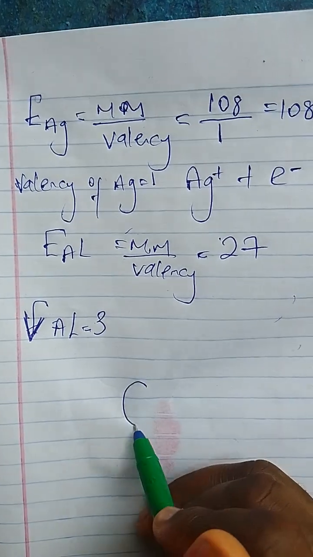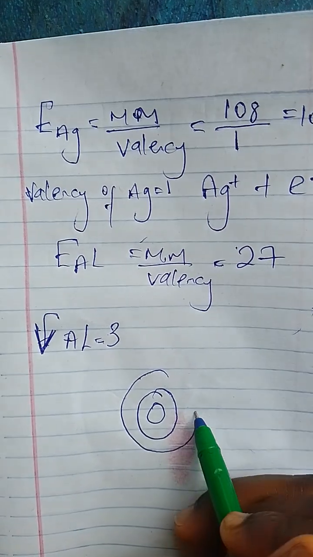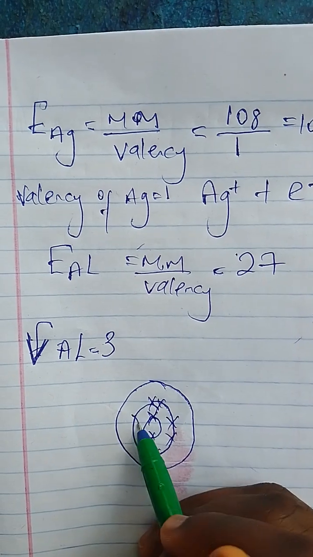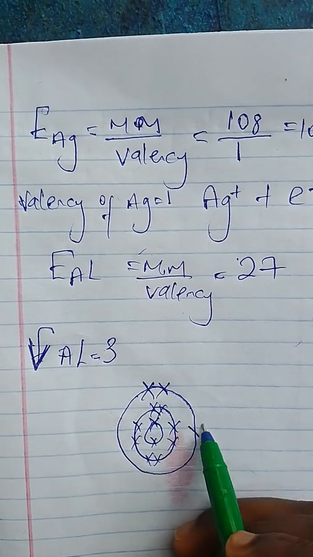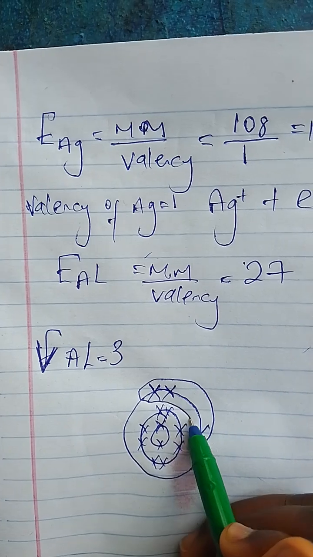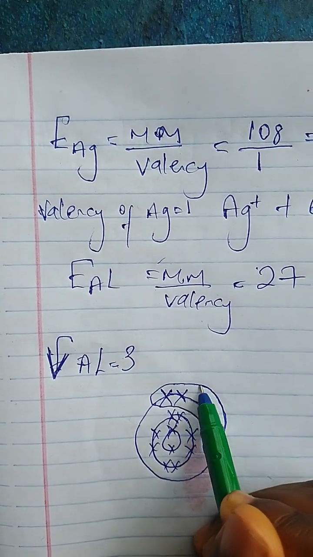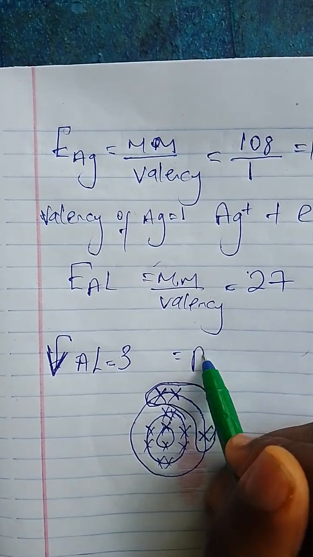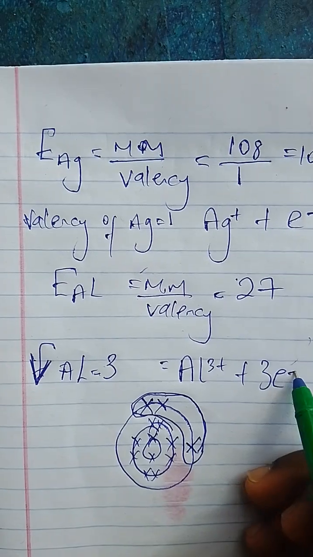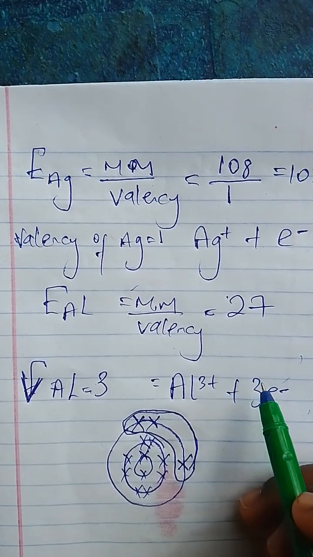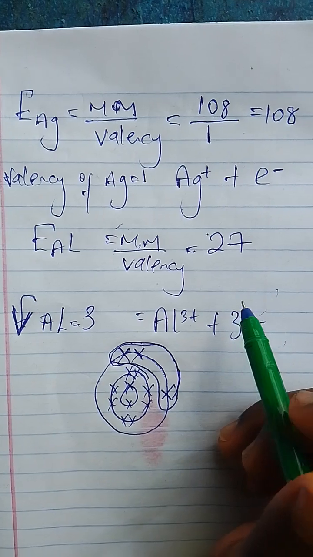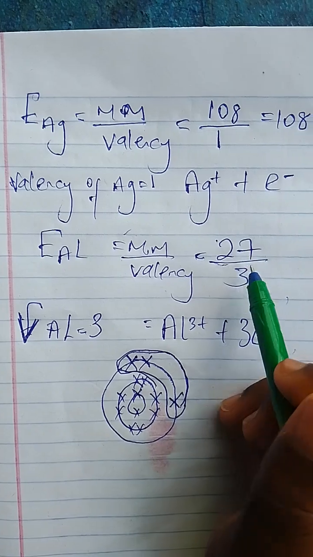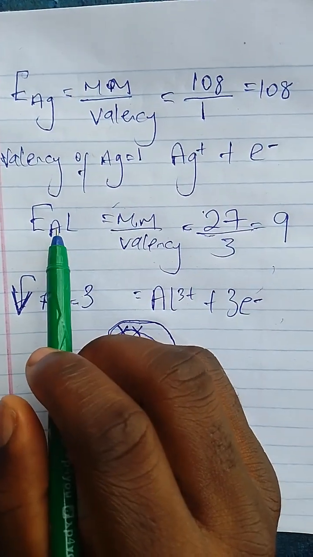I would have drawn the electronic configuration of silver, but that will take our time. But now I can draw that of aluminium. We have hydrogen, helium, lithium, beryllium, boron, carbon, nitrogen, oxygen, fluorine, neon, sodium, magnesium, aluminium. You can see aluminium has 3 valencies. It needs to give out 3, making it an electropositive metal, in order to be stable. So creating the half reaction, we have Al3+ + 3e-. As it's giving out electrons, it needs to gain back electrons in order to be neutral, according to electrochemistry. So aluminium having a valency of 3, molar mass divided by valency, we have 27 divided by 3, which is 9. So the electrochemical equivalent of aluminium is 9.